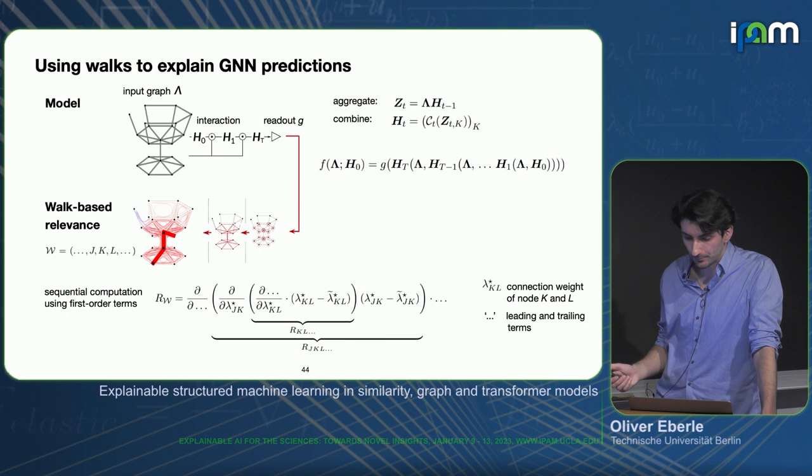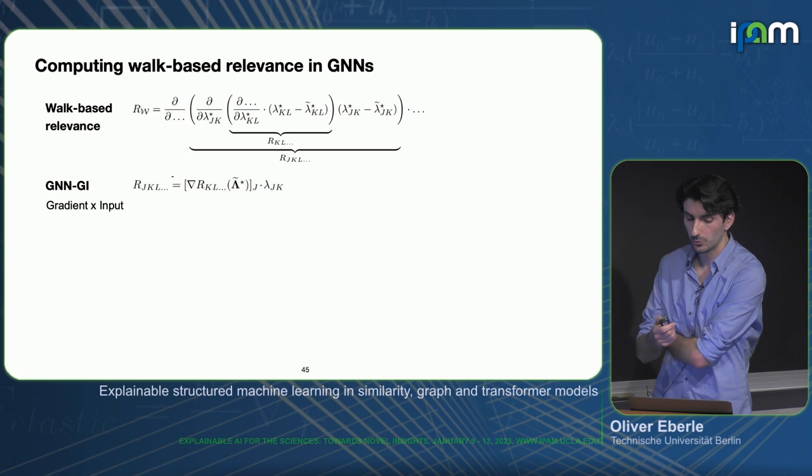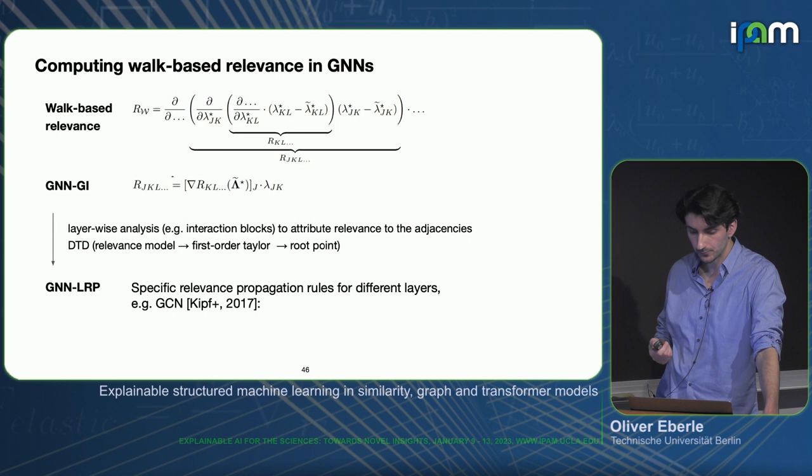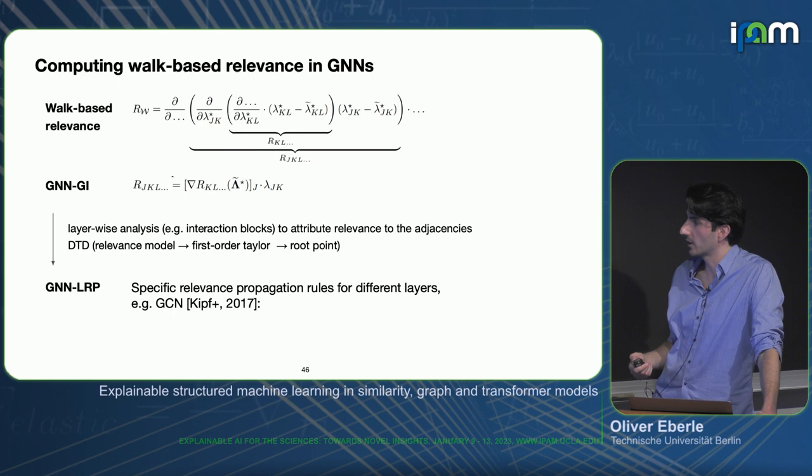And again, we can design a simple baseline, which is our gradient-times-input based version of GNN-LRP called GNN-GI. And then again, if you do a deep Taylor decomposition and design your propagation rules to be more robust, you end up with a GNN-LRP formulation where, for each type of graph neural network, you have specific propagation rules that Grégoire showed yesterday in his overview table.